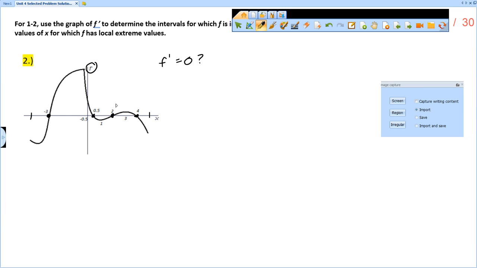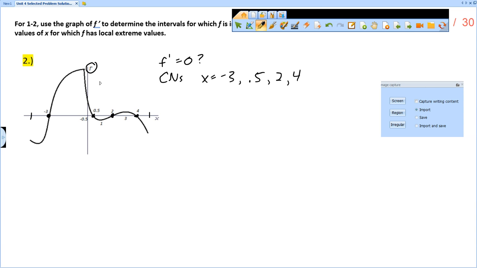When is this graph undefined? Well, it's never undefined, right? On this interval, there's no open circle, asymptotes, anything like that. So our critical numbers are going to be x equals -3, 0.5, 2, and 4, right?